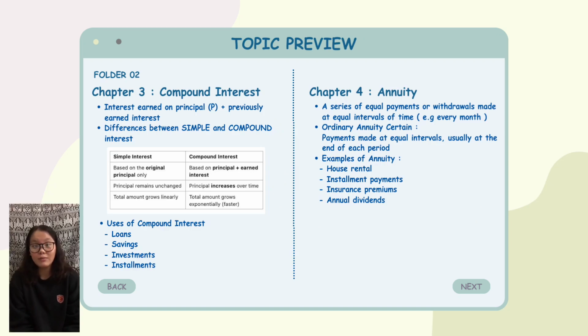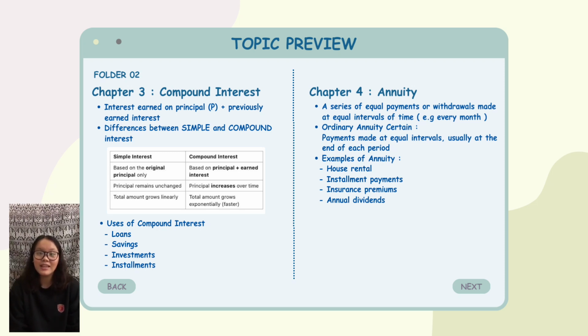You contain two chapters, which is chapter 3, compound interest, and chapter 4, annuity. So I'm going to start off with chapter 3. For chapter 3, compound interest is known as interest earned on principal plus previously earned interest.